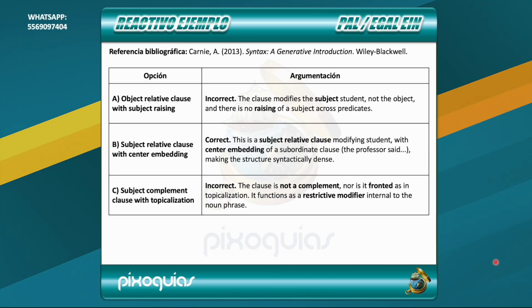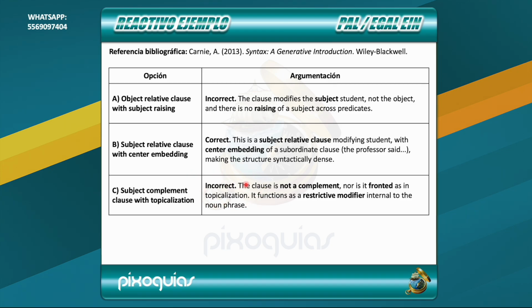Correct answer is B. Subject relative clause with center embedding. This is a subject relative clause modifying student with center embedding of a subordinate clause, the professor said, making the structure syntactically dense. A is incorrect because the clause modifies the subject student, not the object, and there is no raising of a subject across predicates.